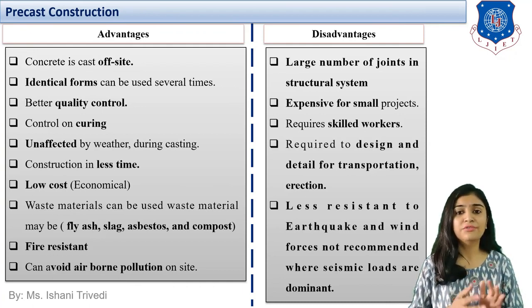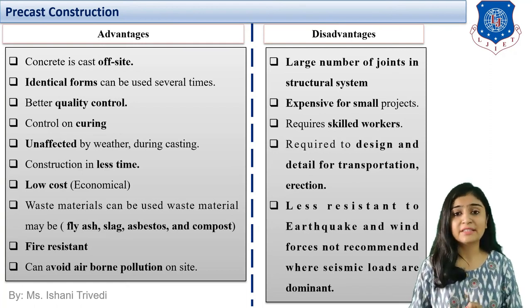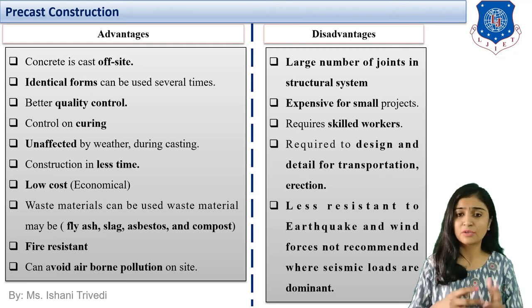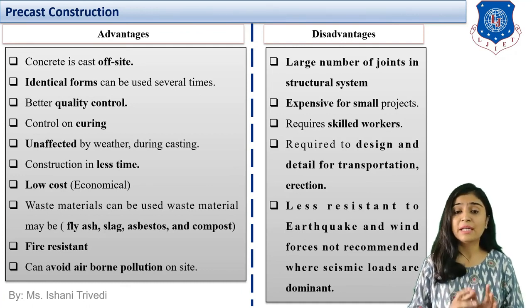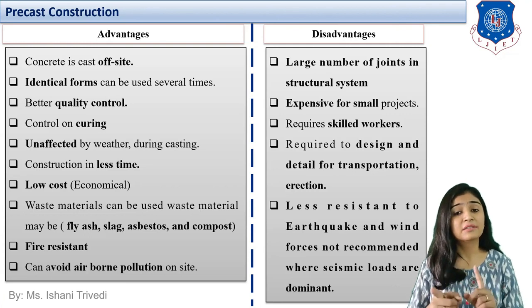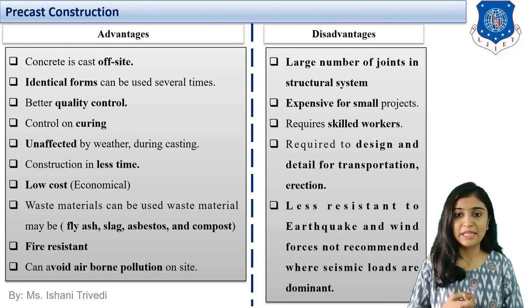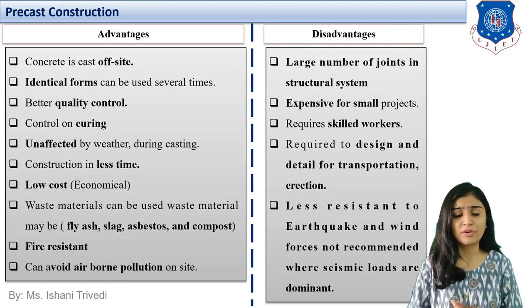So first of all, it is off-site. The concrete is cast off-site, meaning on the site the space utilization will be lesser, so less space will be required. Next is identical forms can be used several times. I highlighted this point a while ago, that if it is identical then you are able to construct it easily. So in most cases identical forms have to be designed. Better quality control, we discussed this point already when we were differentiating cast in situ and precast. Control on curing, controlled curing can be done, so less wastage of water.